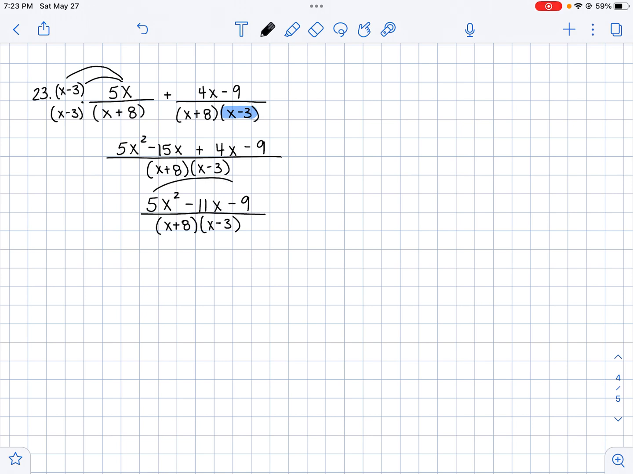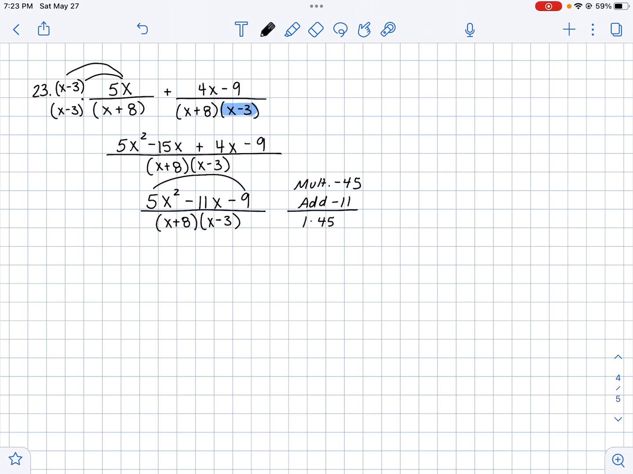And I can try to factor the numerator. So I could go, what multiplies to negative 45 and adds to negative 11? And I can go through some of those factors. So 1 and 45, 3 and 15, 5 and 9, and none of them work. So we don't have to worry about simplifying anything else. This would be my final answer.